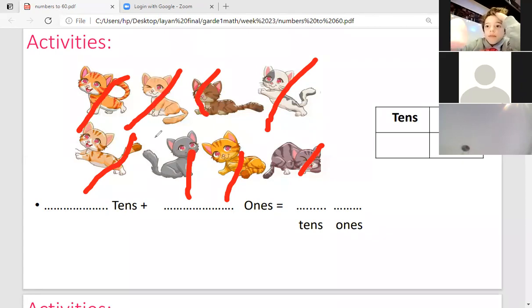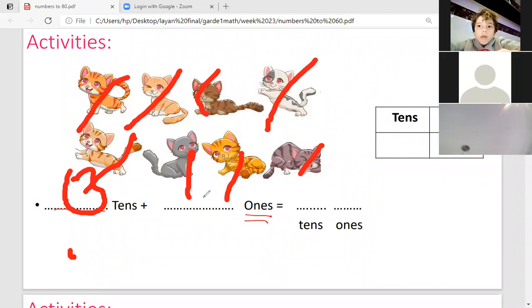Excellent. So how many tens do I have? What do I put here? Zero. Excellent, Ahmed. Zero, because I don't have even one group of ten. Great job, Ahmed. How many ones? Eight. Super boy. Excellent, Ahmed.